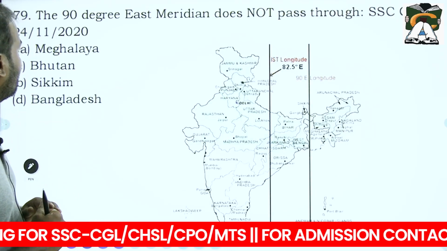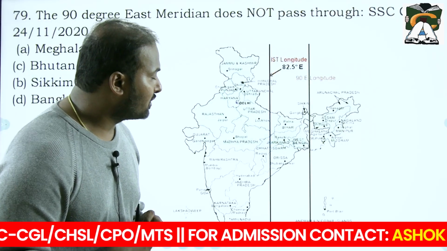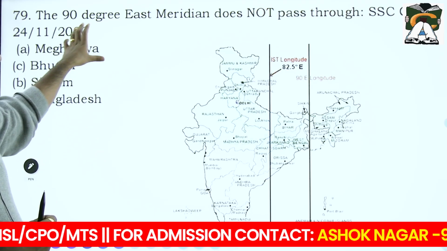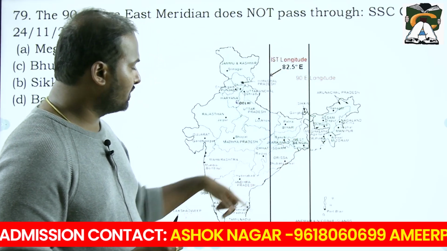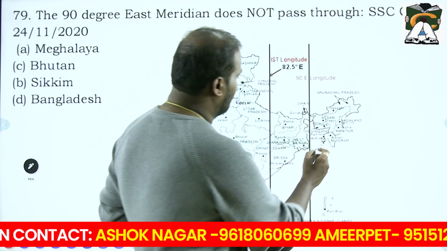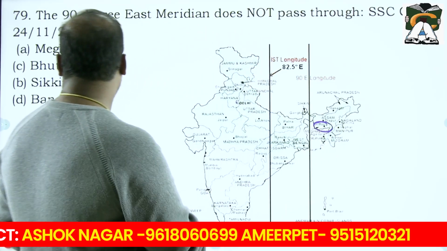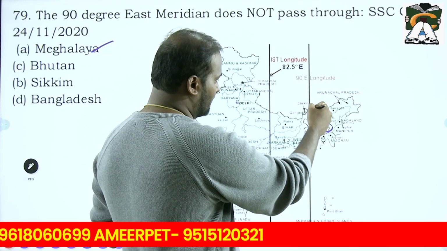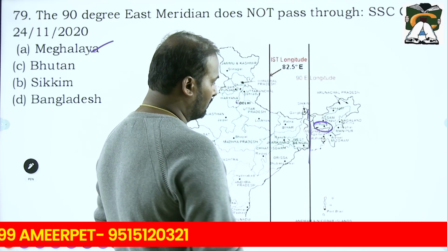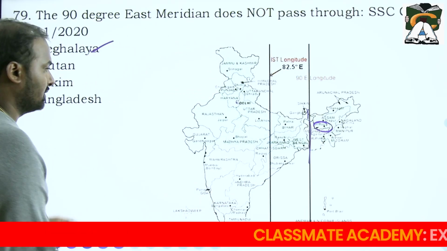Next, the 90-degree east meridian does not pass through which of these? You can see here the 90 degrees east meridian. Sikkim, Shillong... your answer is Meghalaya. It is not at all passing through Meghalaya. You can see it is touching Bhutan, and some part touches Sikkim also. Again, it is passing through Bangladesh as well. So your answer is Meghalaya.